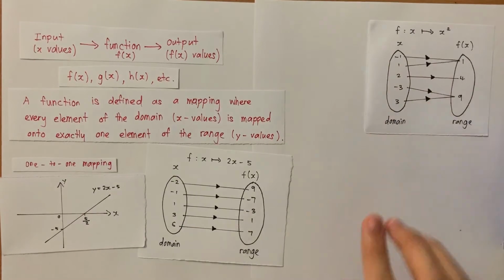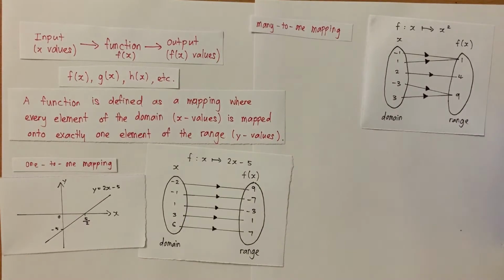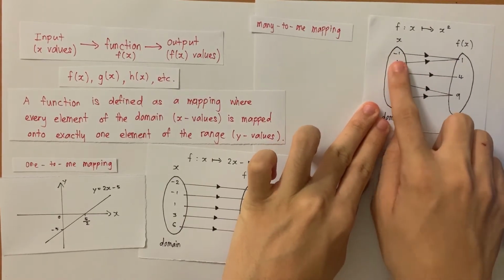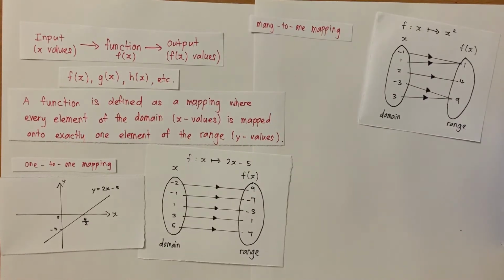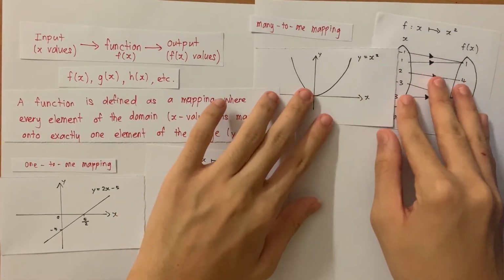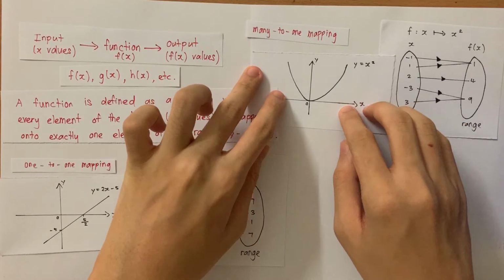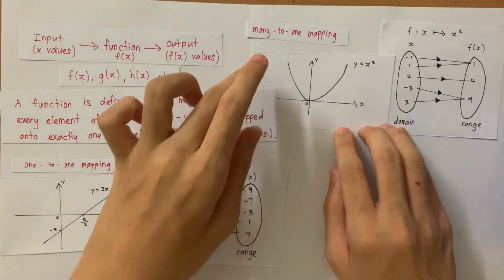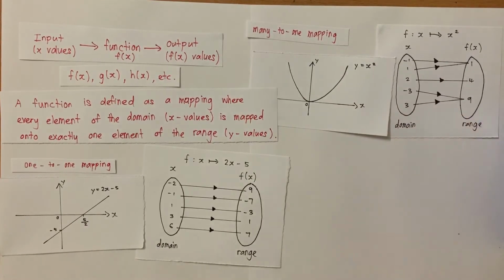And this is called many-to-one mapping. It means many inputs lead to one same output. So for example here, negative 1 and 1 will lead to 1. 2 inputs lead to the same output. For example, this is an x squared graph, y equal to x squared graph. It looks something like that. It's a U-shaped curve. As you can see, if you have 2 x values, it will eventually lead to one y value. For example, you can see here, negative 3 and 3 will lead to one same output of 9. So that is many-to-one mapping.